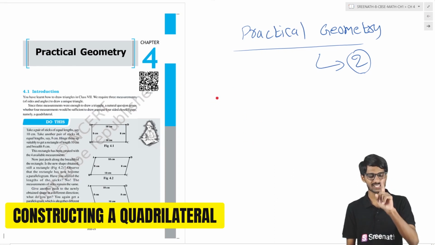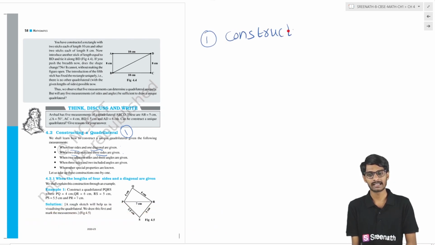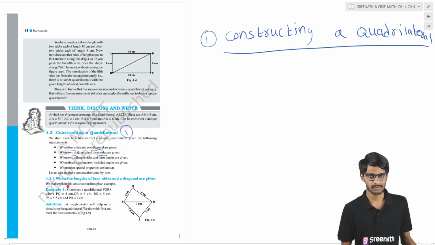Now we will start our first topic. What is the first topic here? The first topic is constructing a quadrilateral, how to construct a quadrilateral. In that we have subtopics.